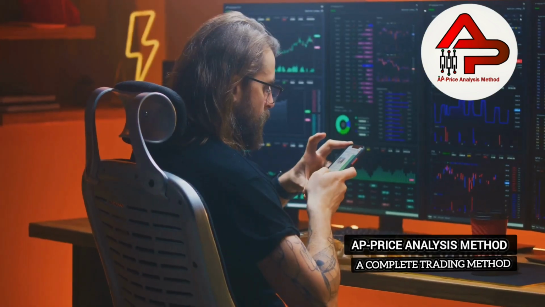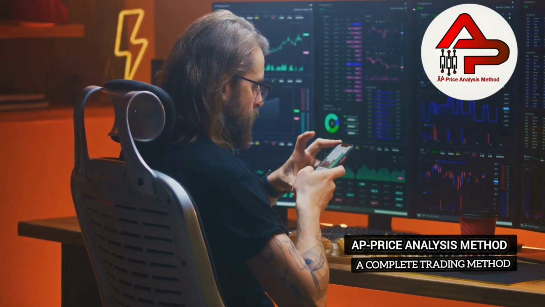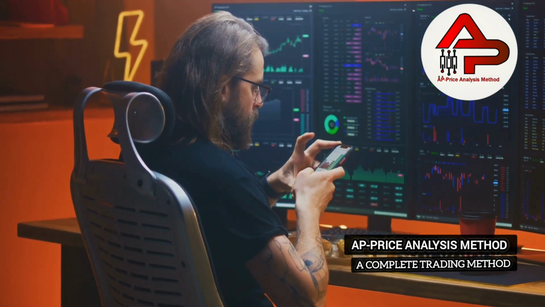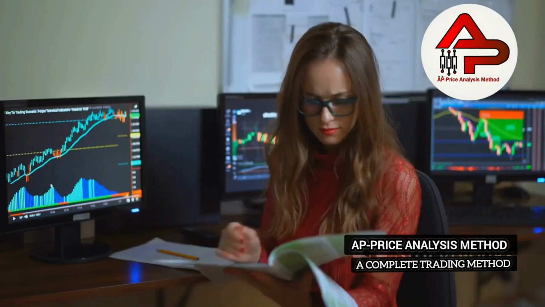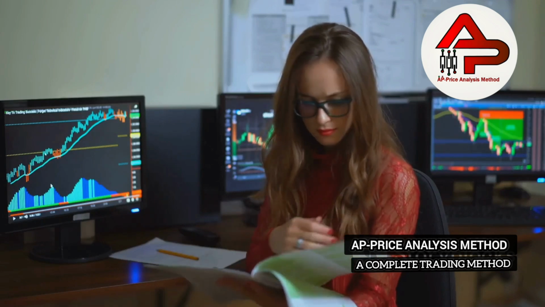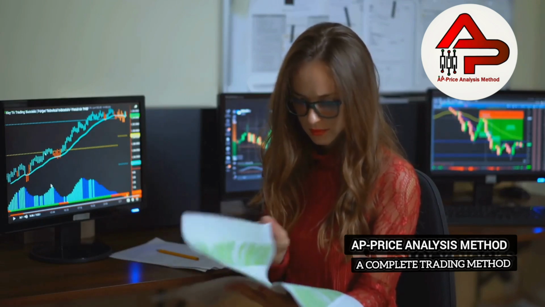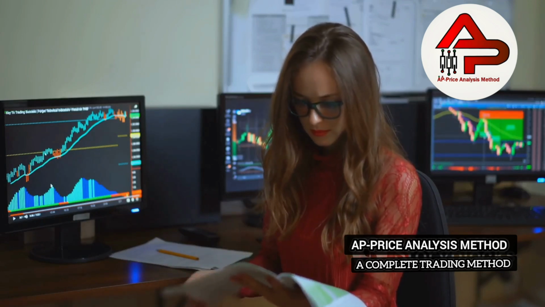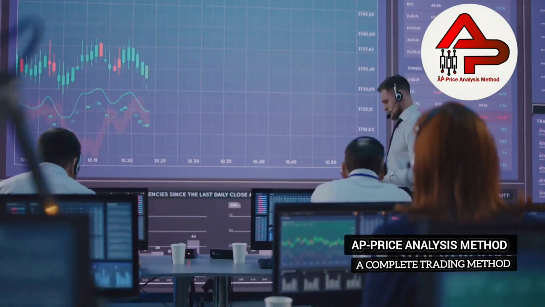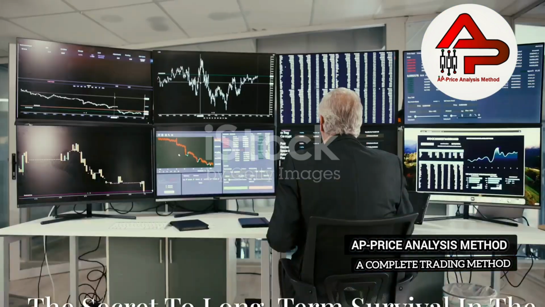By defining these parameters before you risk any money, you remove emotion from the equation during the trade itself. You are no longer making impulsive decisions in the heat of the moment. You are simply executing a predetermined, logical plan. This is how professionals trade.